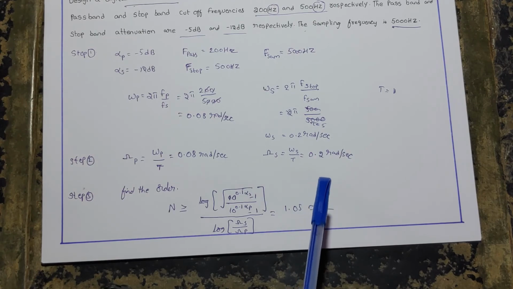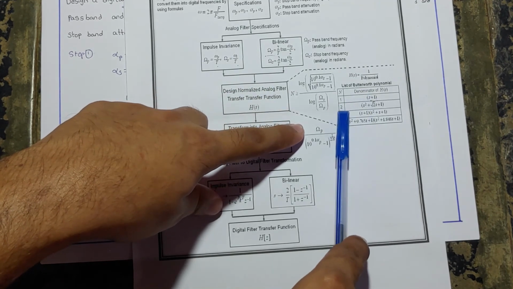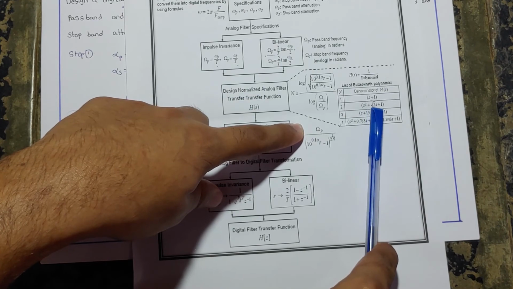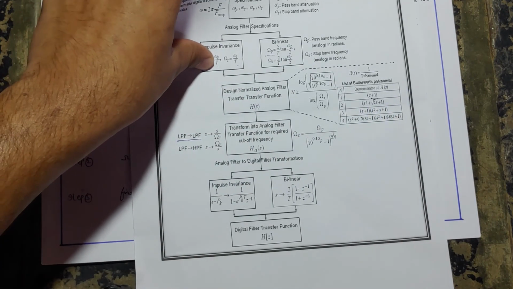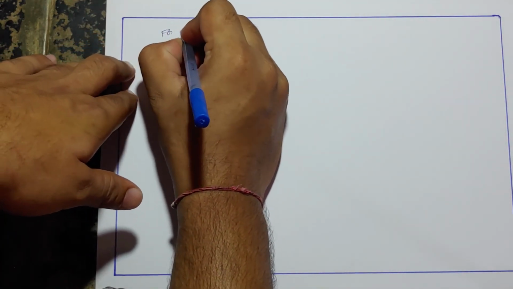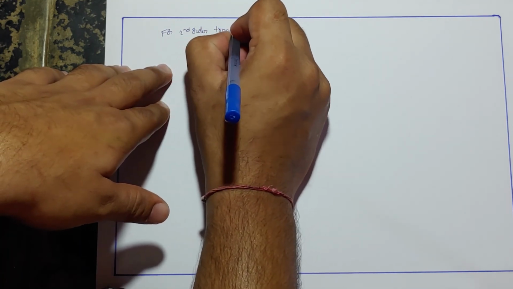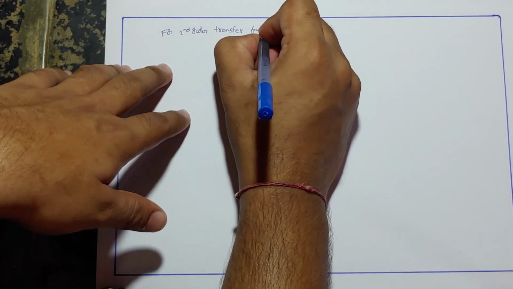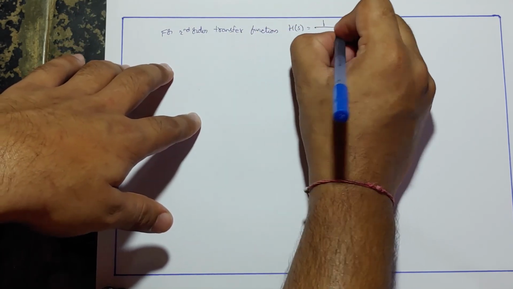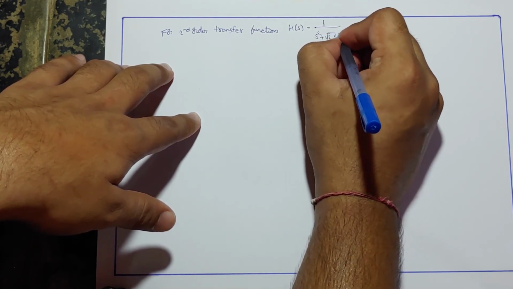We know that in impulse invariant or bilinear Butterworth filters, for order 2, the polynomial is s square plus square root of 2 s plus 1. That is, for a second order filter, the transfer function H of s is equal to 1 by s square plus square root of 2 times s plus 1.